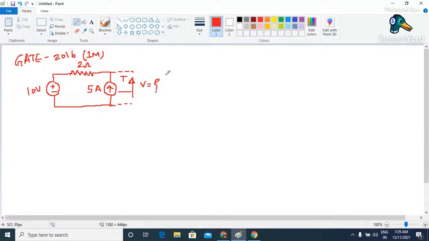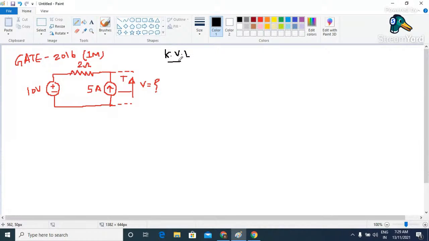So how to calculate this? It is again a very simple numerical. The thing is that in order to solve this numerical, here we need to apply the concept of Kirchhoff's voltage law, or you can say the law of conservation of energy.